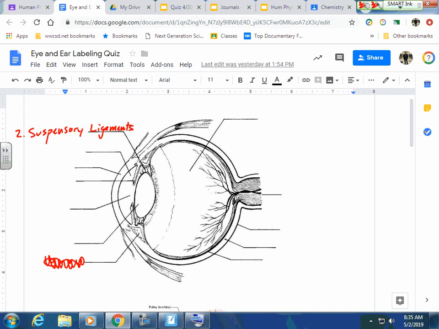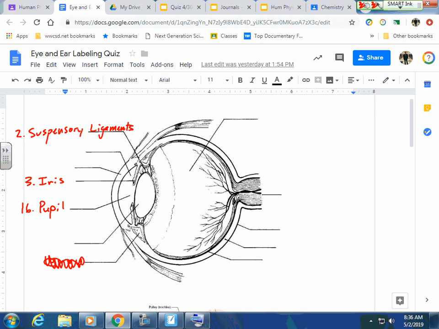Okay, number 3 is iris. That's the colored portion of your eye, controls the size of the pupil, which the pupil is number 16. You don't have a 16. That's because they didn't put pupil on there, but it's on your quiz, so you should know it. So maybe you want to label that 16 pupil.